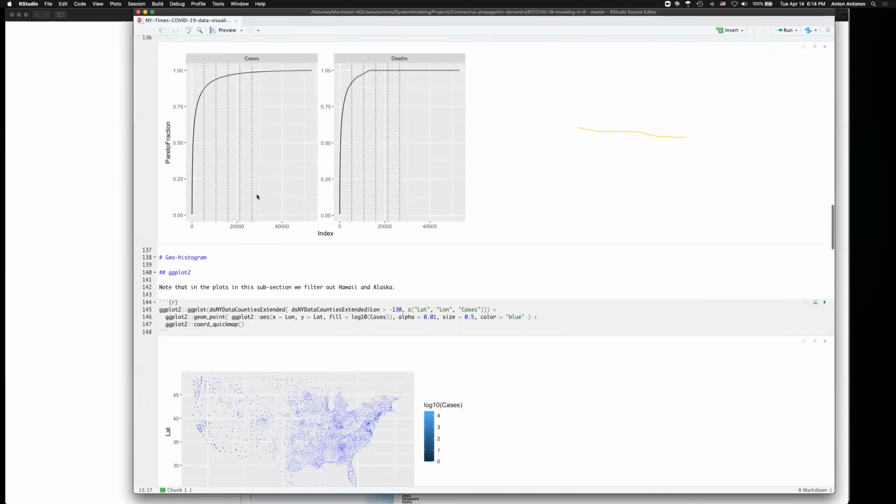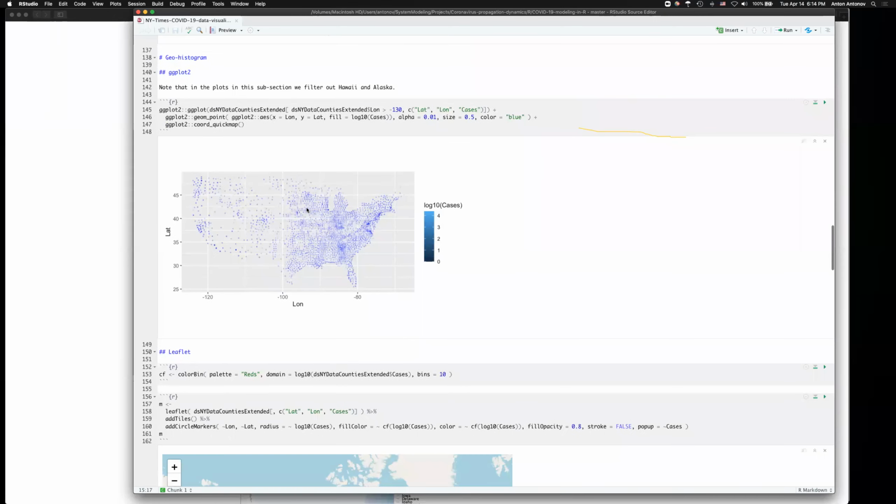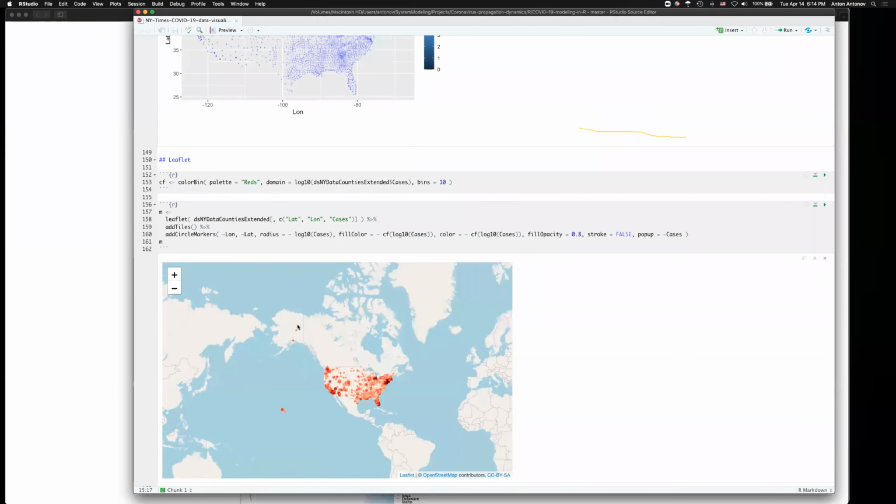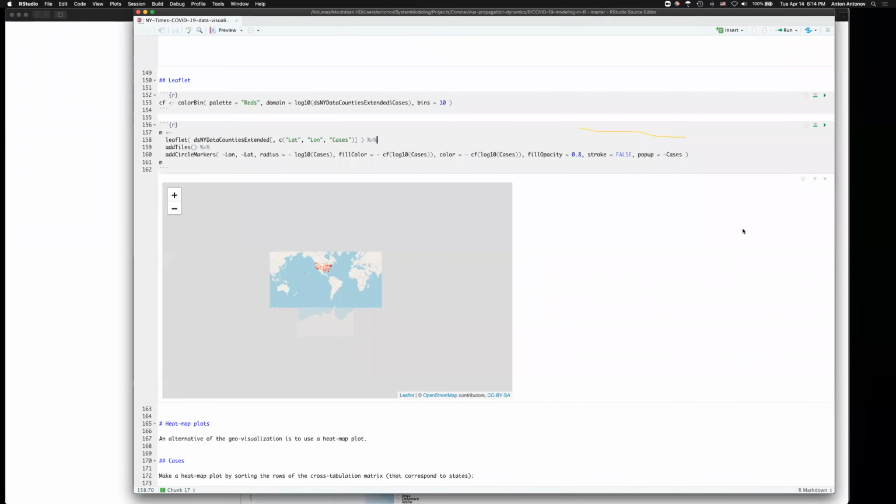And the distribution here, across the US, you can see I have cut out Alaska and Hawaii. If you want to see Alaska and Hawaii, you can see them here. Okay, or whatever leaflet is doing.